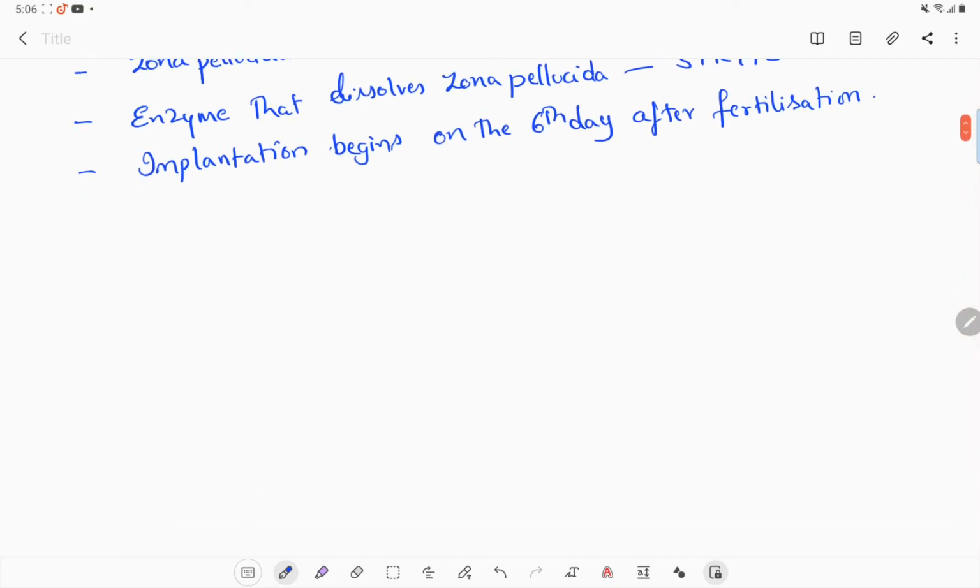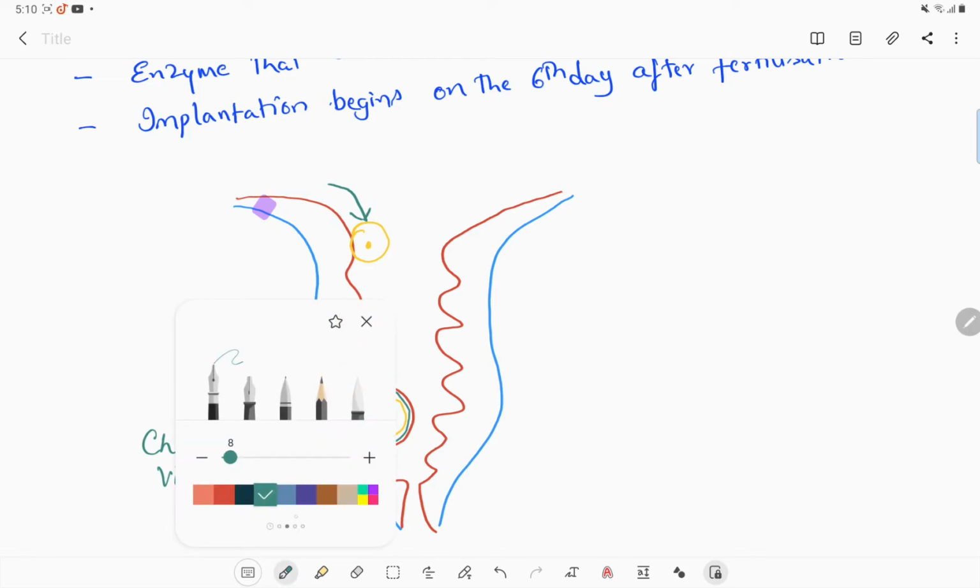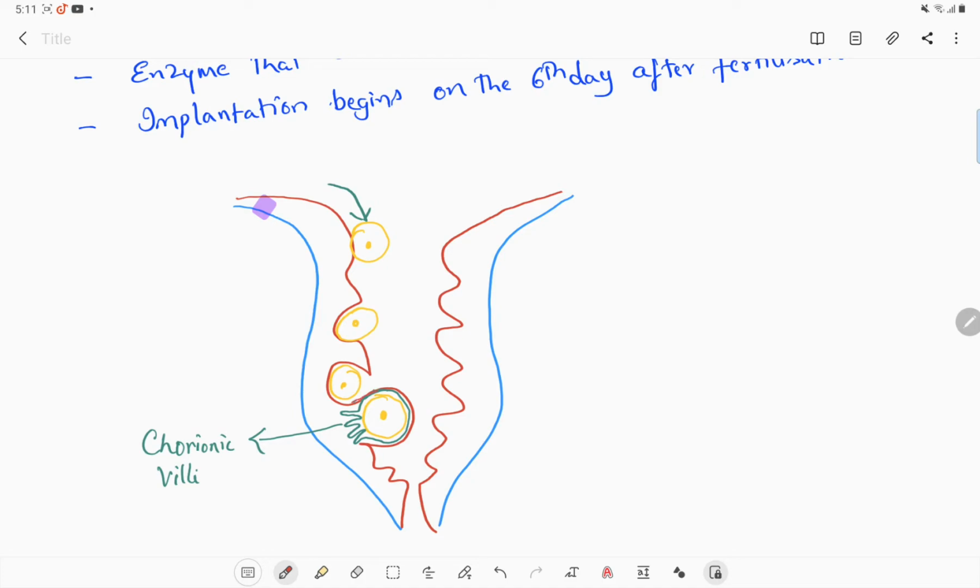After the attachment, let us go to the diagrammatic representation, you can understand easily. This is the blastocyst stage. From the fallopian tube, the blastocyst is coming into the uterus. After coming into the uterus, the blastocyst is getting attached to the uterine endometrium. After attachment, the uterine cells divide and cover the entire blastocyst. When it covers the entire blastocyst, it is called implantation. So the blastocyst is becoming embedded in the endometrium of the uterus.